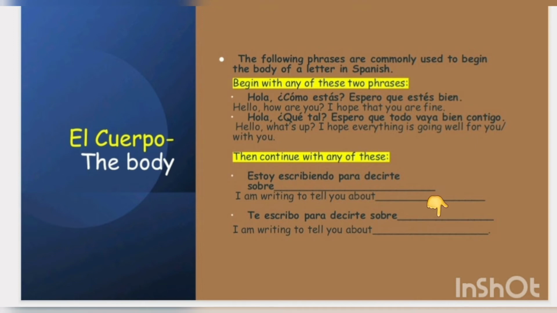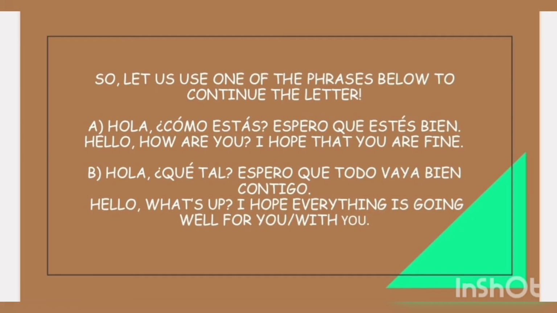You would put whatever the letter is about, right? So if we ask you to write about family, you'd put familia, about school, escuela, right? So you start off with any of these at the top, and then you continue with any one of these two at the bottom. And on the line, that is what you put, what your letter is about. So let us continue our letter. Remember, we're going to start off with one out of these two phrases.